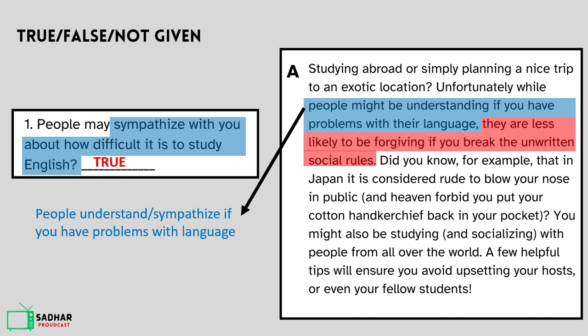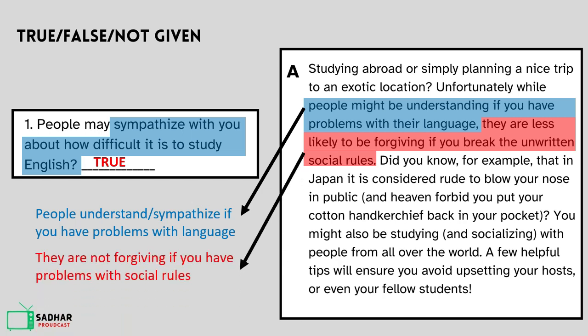They are less likely to be forgiving if you break the unwritten social rules. So if there is a problem with the language, they will understand it. And they are not forgiving if you have problems with social rules.